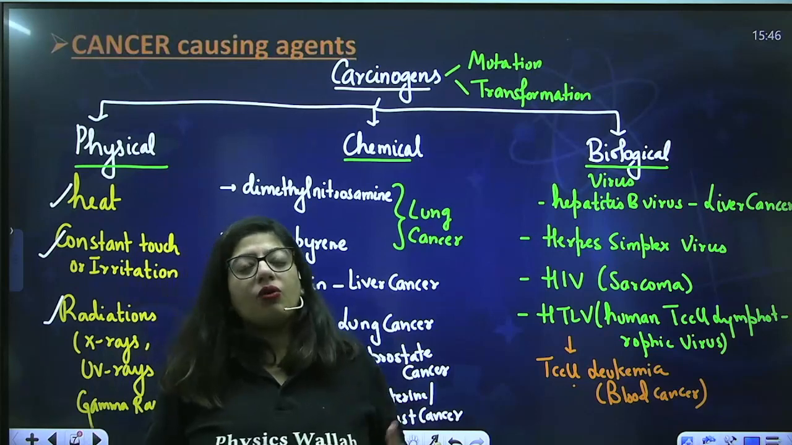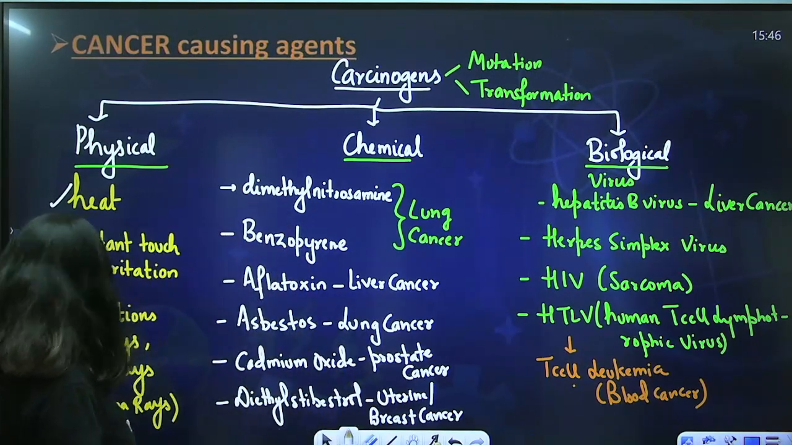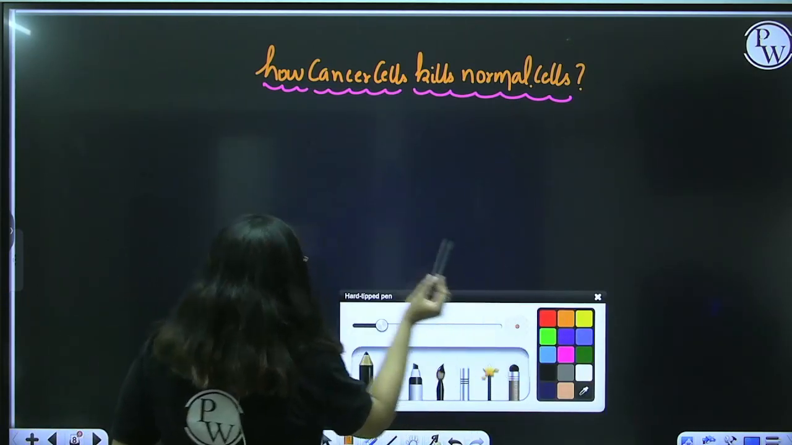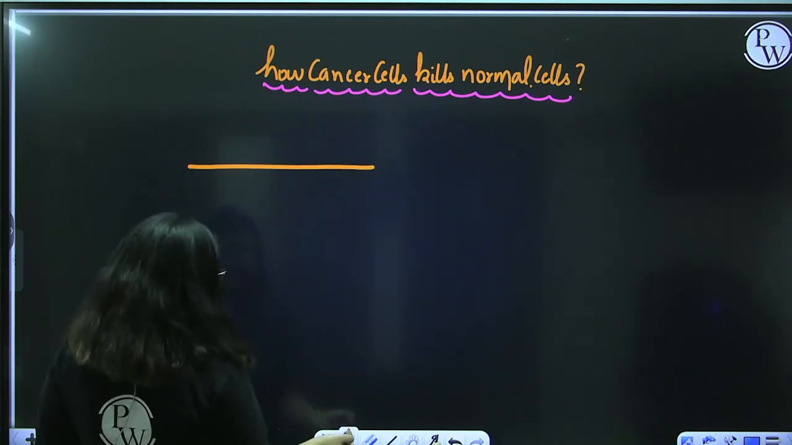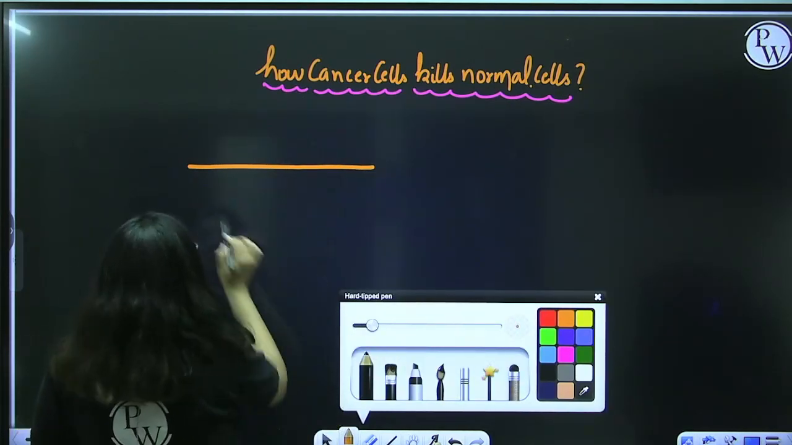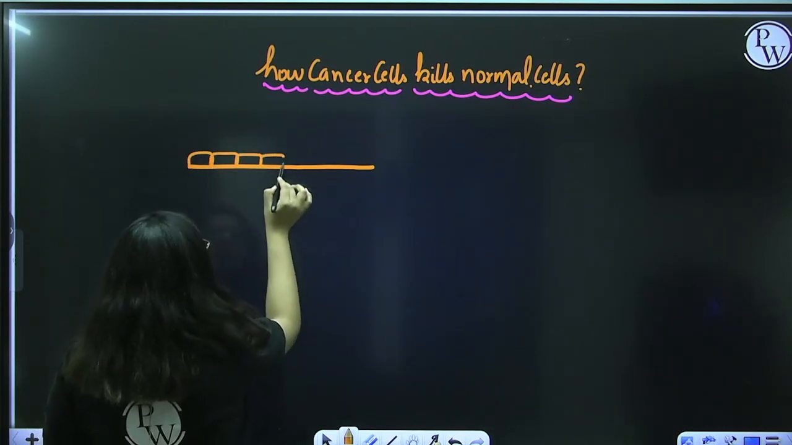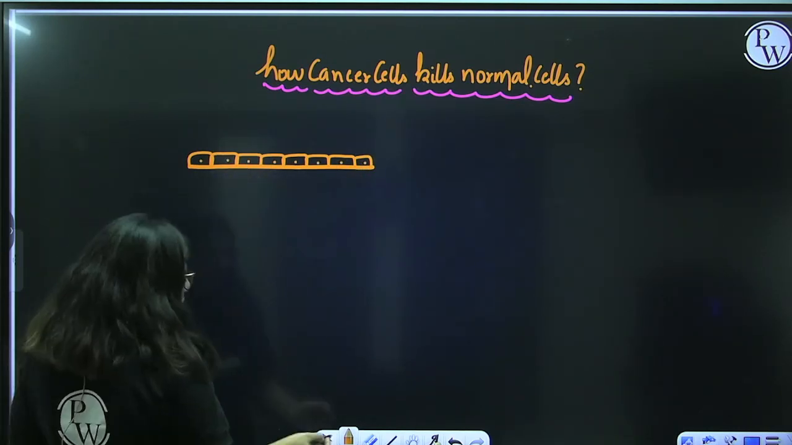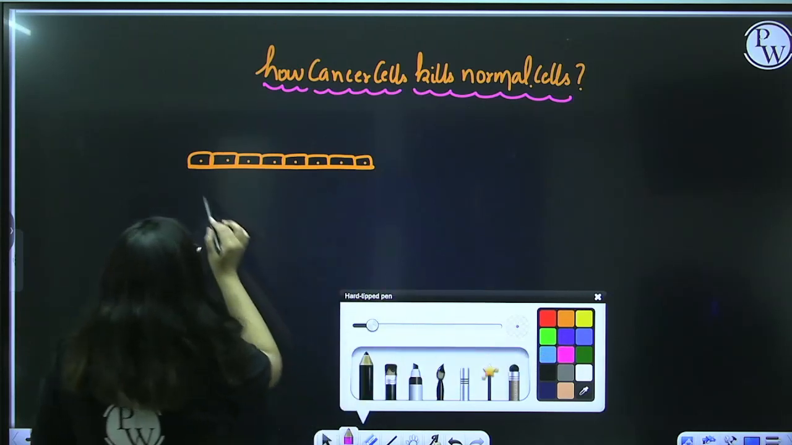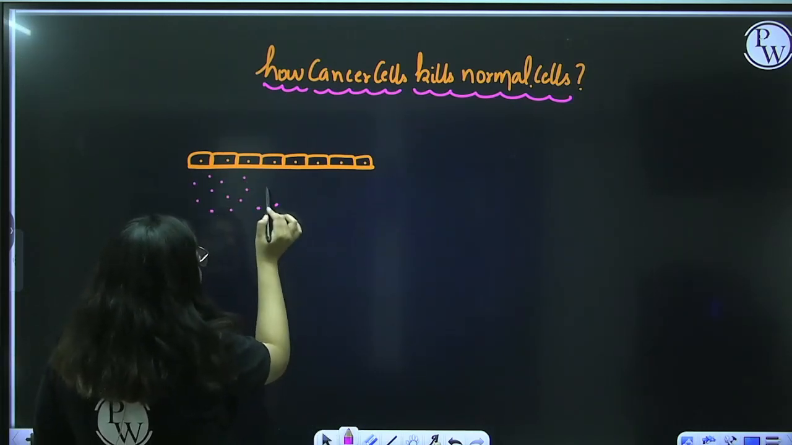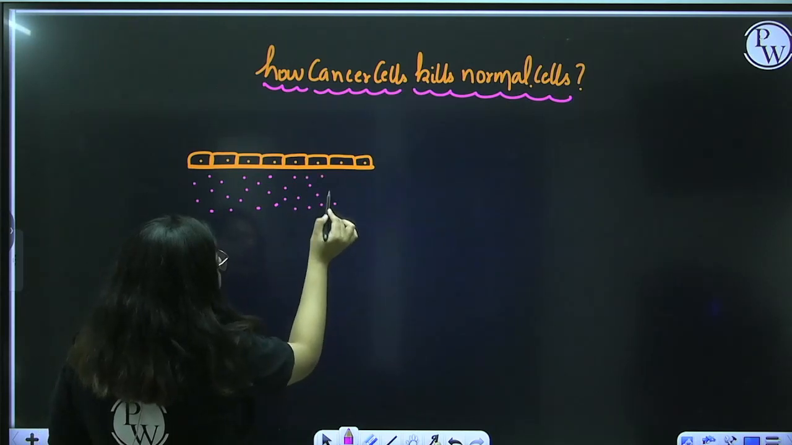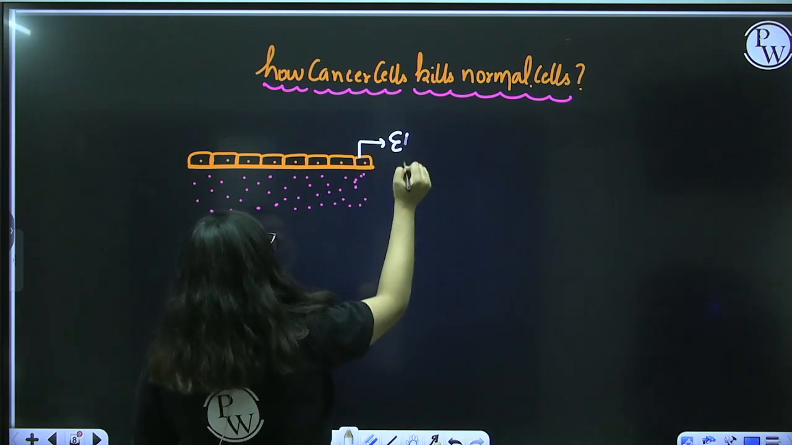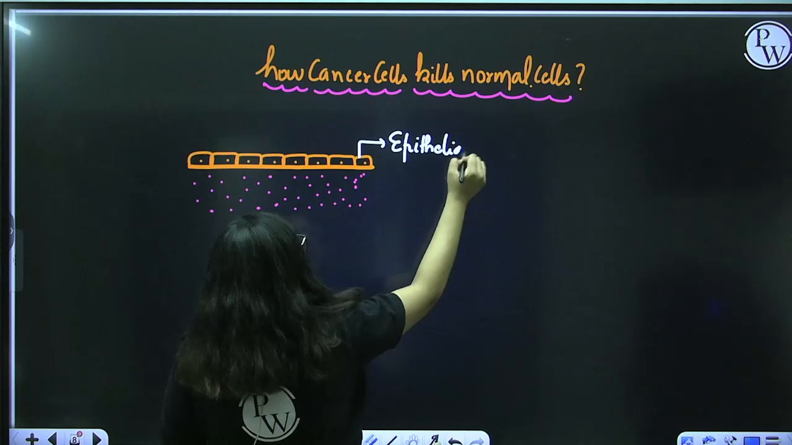So now let's see how a cancer cell kills your normal cell. We are saying it's a deadly disease, but how is it a deadly disease? Let's see. Imagine this is your skin and these are the epithelial cells. We are talking about the cells of epithelial tissue, the cells of skin, and we are talking about skin cancer. Below the skin, you have the dermis layer, which is made up of connective tissue and contains a lot of fibers, proteins and so on. So these are epithelial cells, and we're talking about the cancer of epithelial cells, skin cancer.